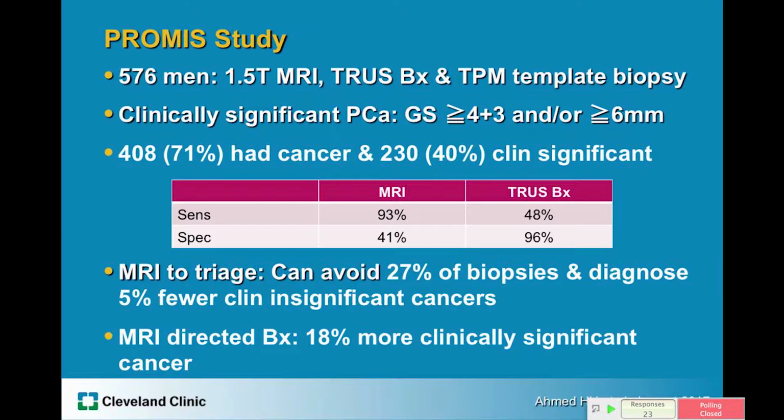And they found an impressive sensitivity of MRI of 93% for the detection of clinically significant prostate cancer, with a lower specificity. And TRUS biopsy had the opposite findings, so it was not as sensitive, but it was more specific. And they estimated that if you used MRI to triage patients with suspicion for prostate cancer, and to decide who should and shouldn't get a biopsy, you could avoid 27% of biopsies and diagnose 5% fewer clinically insignificant prostate cancers. And if you use the information from the MRI to direct your biopsy, they estimated that you would be able to detect 18% more clinically significant cancers that way.